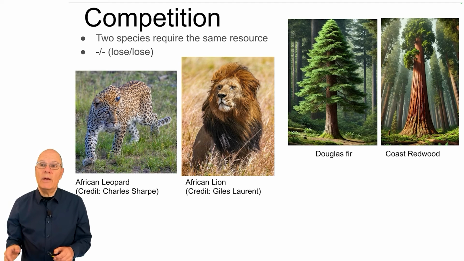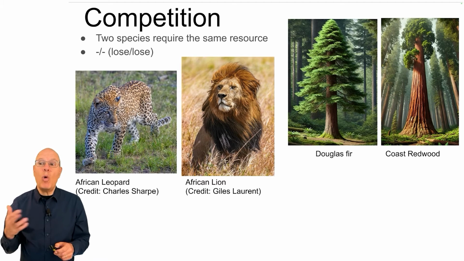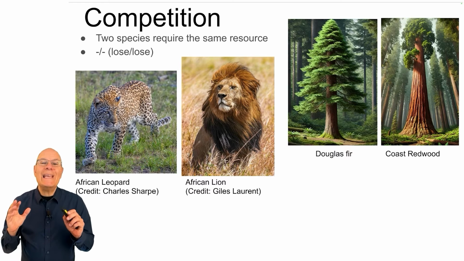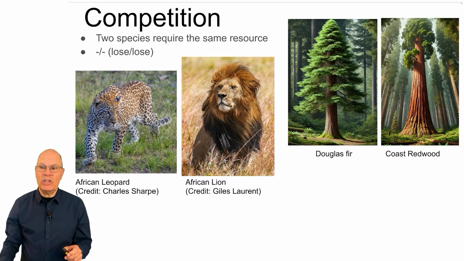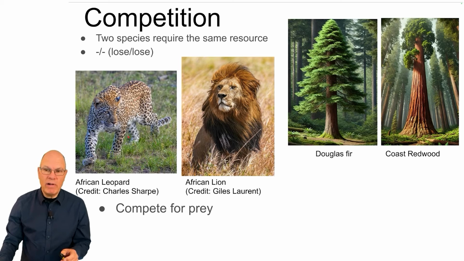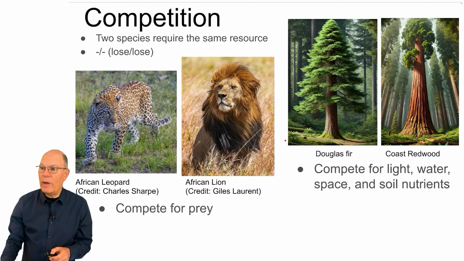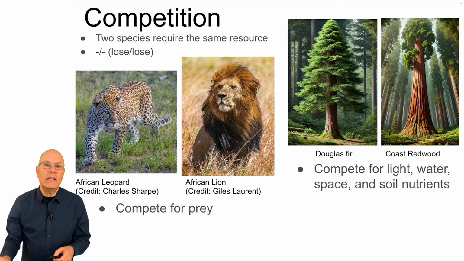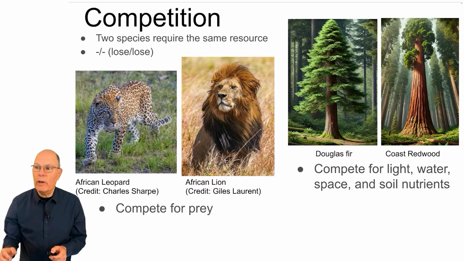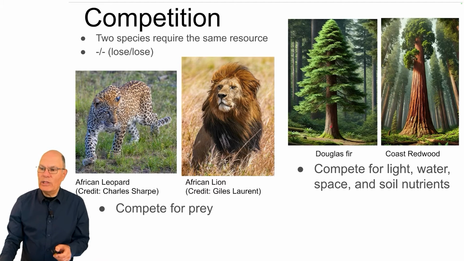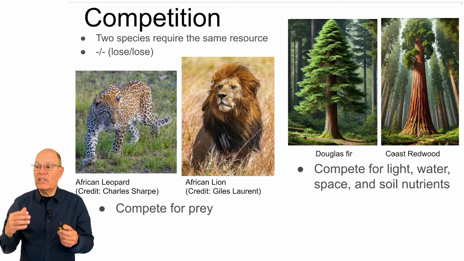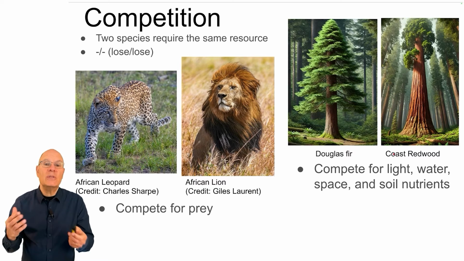Competition is a kind of symbiosis where two species require the same resource and they're competing for that resource. It's a minus-minus interaction. Here we have the example of two predators, a leopard and a lion, and they're competing for the same prey. Here we have the interaction between two trees that live in the forests of the North American Northwest, and the Douglas fir tree and the coast redwood compete for resources such as light, water, space, and soil nutrients.